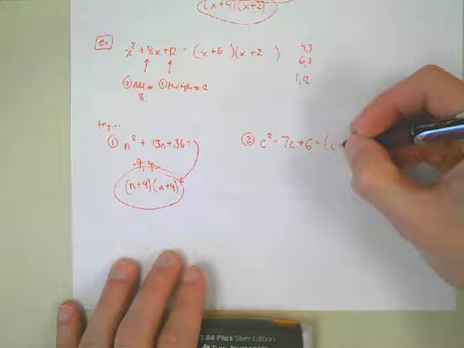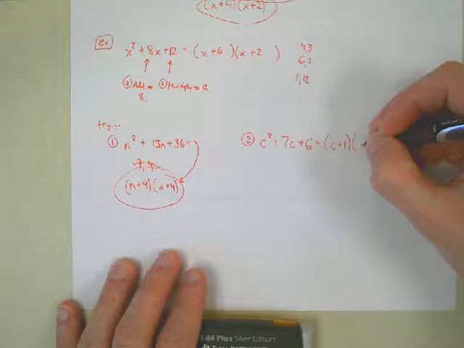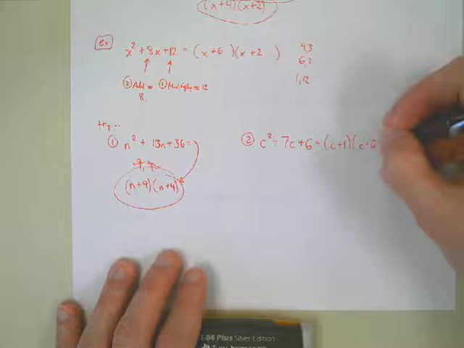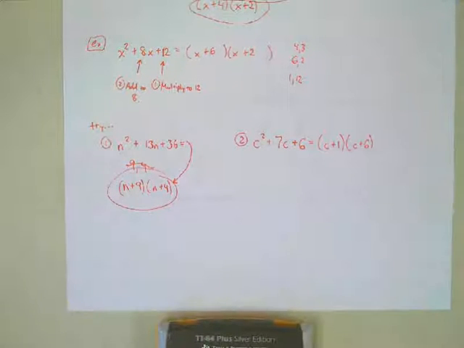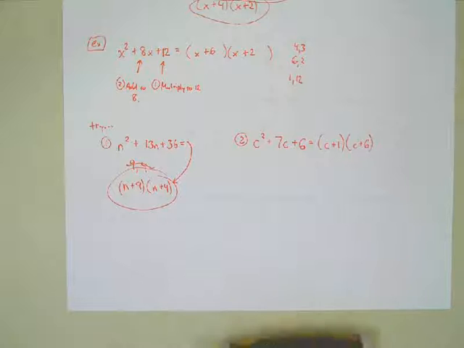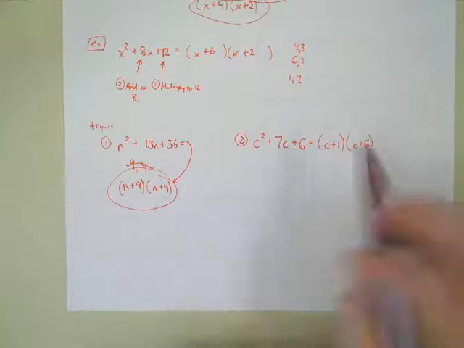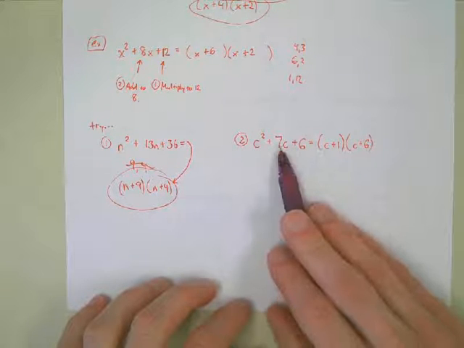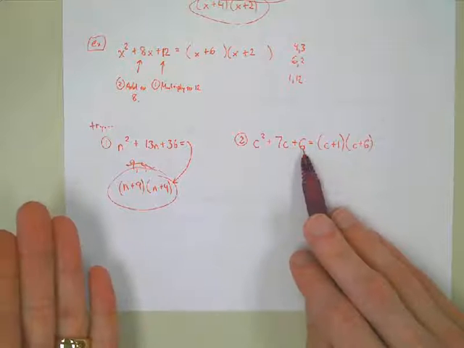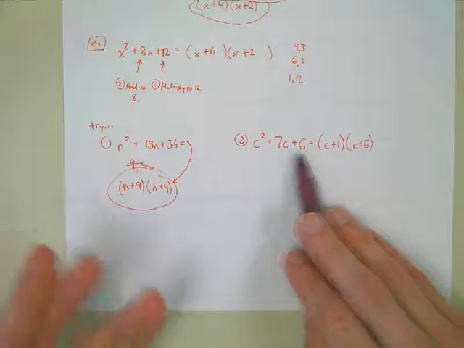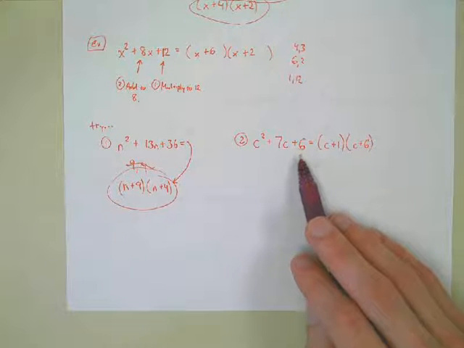C plus 1, C plus 6. Very good. Exactly right there. Okay? C plus 1 and C plus 6. And again, we look for 2 numbers that multiply to make 6, but add to make 7. So 2 and 3 multiply to make 6, but they don't add to make 7. 6 and 1 multiply to make 6, and they add to make 7.